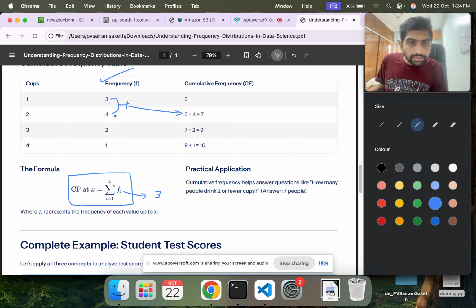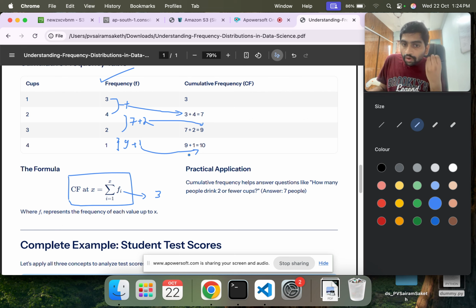Then this 7 that you got, you will add with the 2 option. Once you add that, you get the value 9 here. Then you will do 9 plus 1, so that's why you got 10 here.